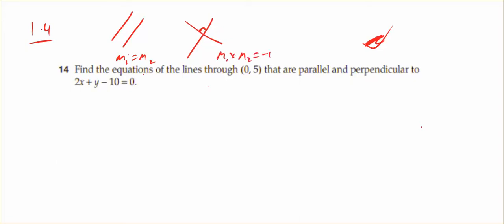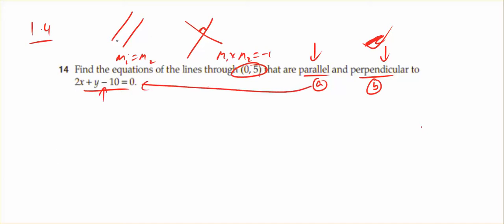So question 14 says, find the equation of a line that passes through (0, 5) that is parallel and perpendicular to this equation. Okay, so there's actually two parts to this question. Part A is finding a line that's parallel, and part B is finding a line that's perpendicular. Before we find the equation of the parallel line, we need to find the gradient of this line, because we want a line that's parallel to it.